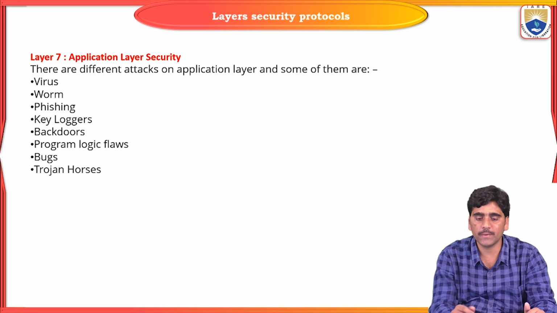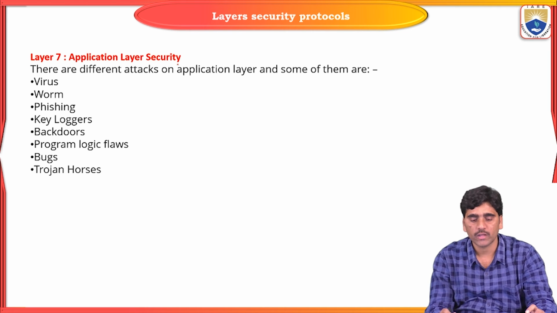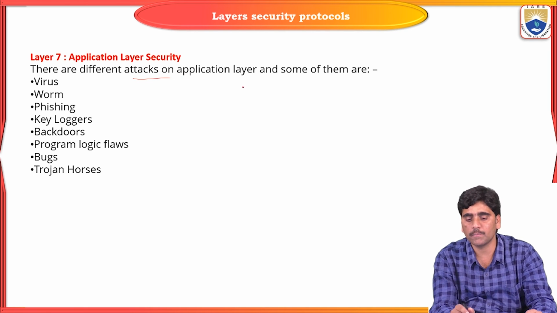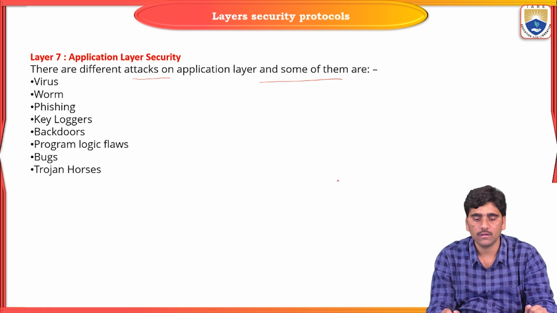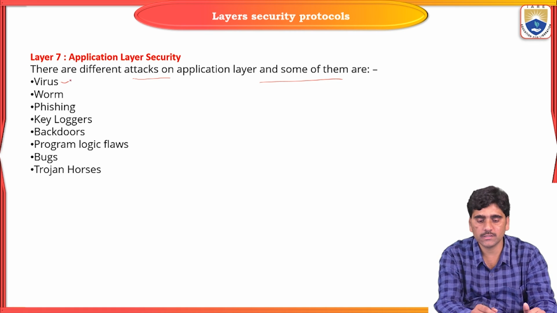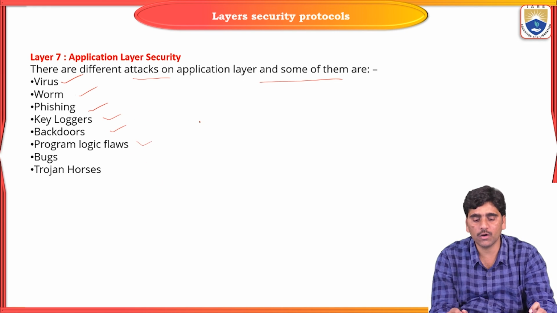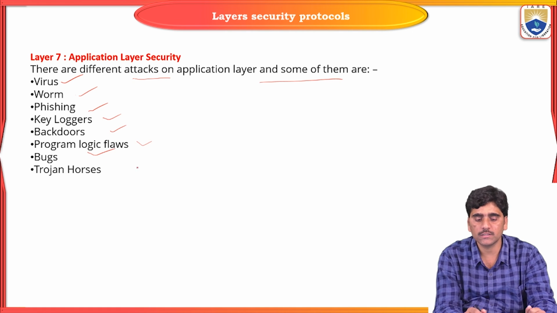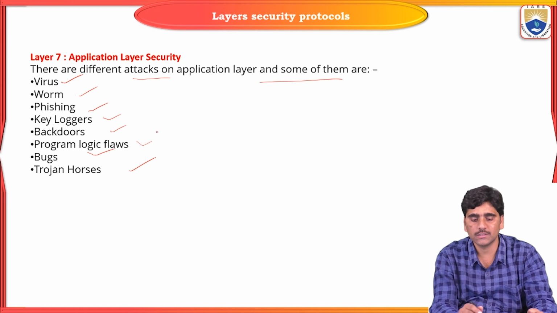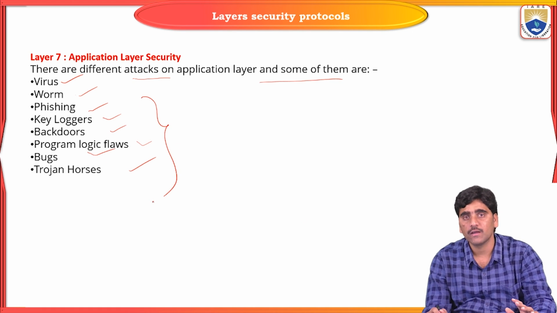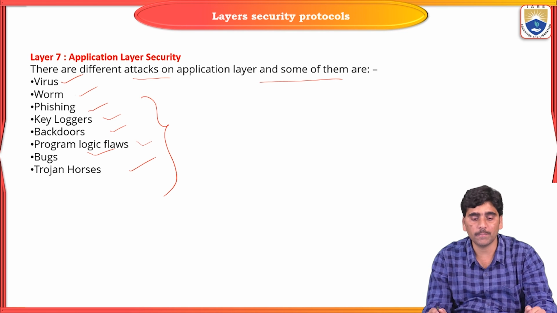And the last one, application layer security. There are different types of attacks on the application layer. Some of the important attacks: viruses, worms, phishing, keyloggers, backdoors, program logic flaws, bugs, and Trojan horses. These are all the different types of attacks that are implemented in the application layer.